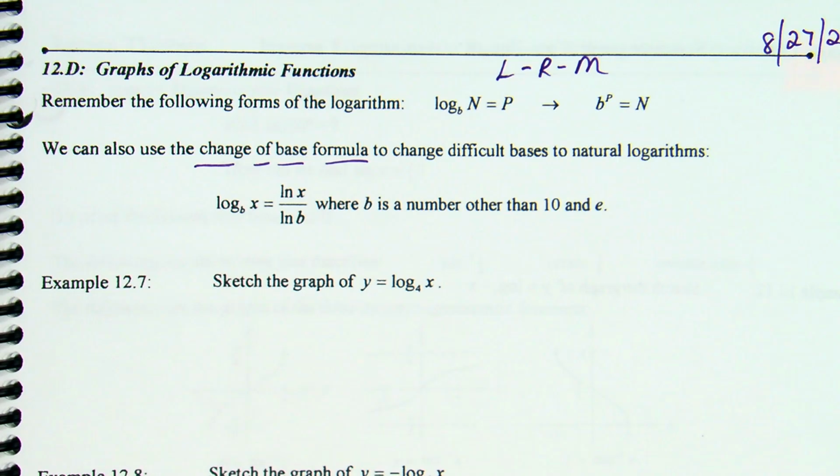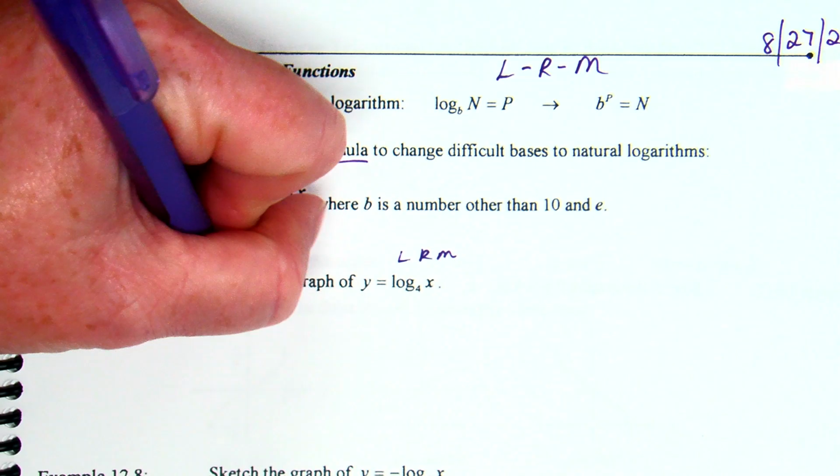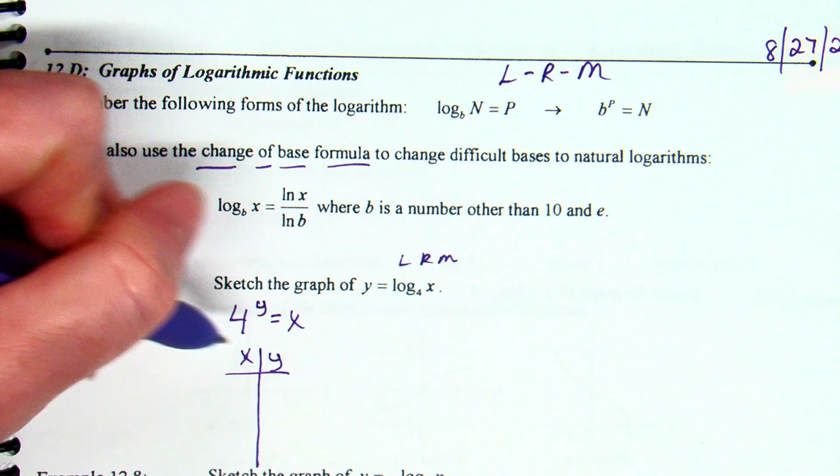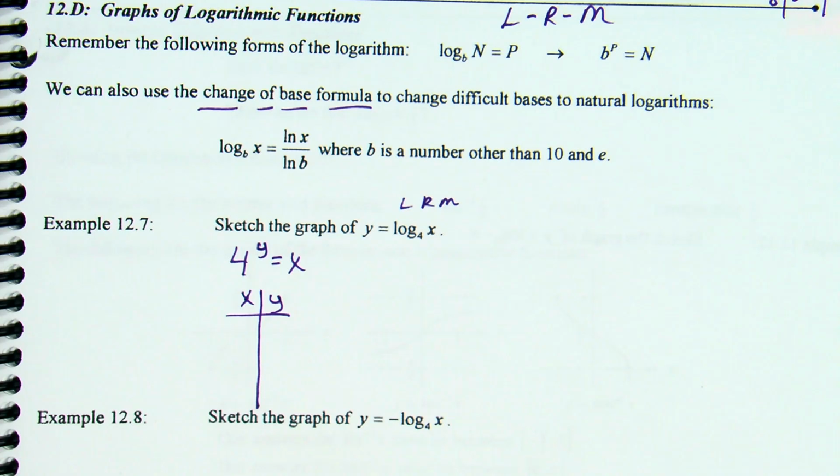So my left is over here now. But the exponential version of this is going to be 4 to the power of y equals x. And if we're trying to do an XY chart, and this dates all the way back to Algebra 2, really. If we're trying to do an XY chart, normally on an XY chart, we what? We pick our X values and substitute them in to get our Y values. What do you notice about this problem?